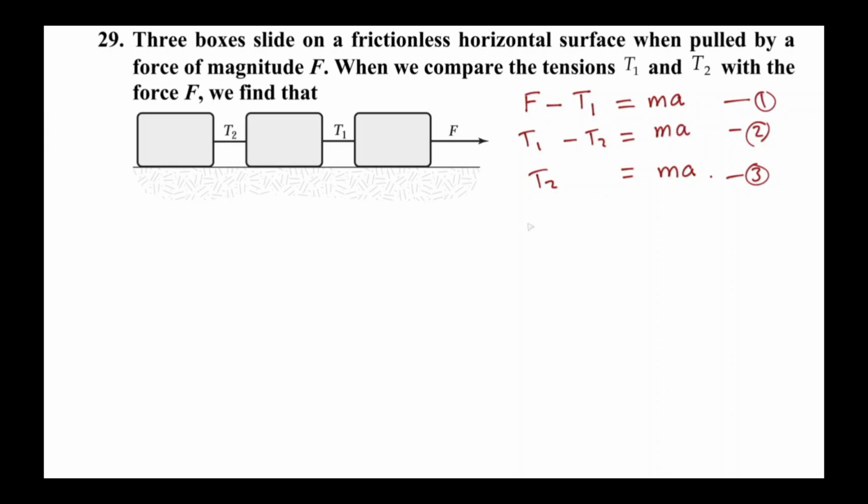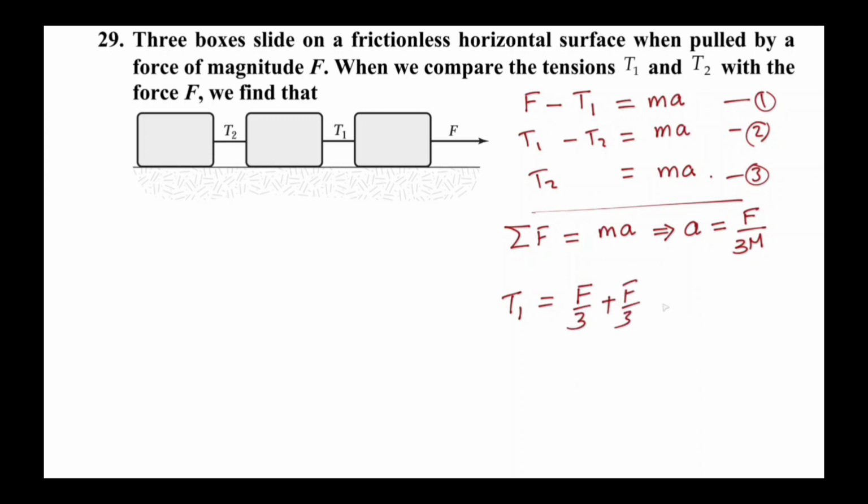And remember, sum of all forces, or the net force, it's equal to ma. And in this case here, a, the acceleration, equal to the net force, it's actually F, F divided by the total mass, it's 3m. You substitute this back in this one here, you will find T1, actually, it's equal to F over 3 plus F over 3, or it's equal to 2F over 3.